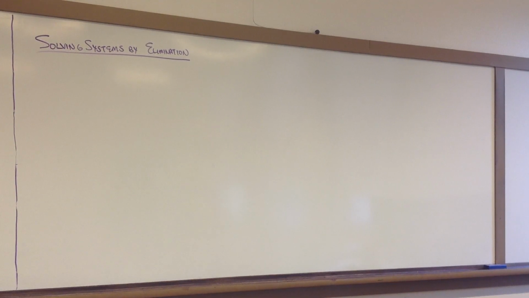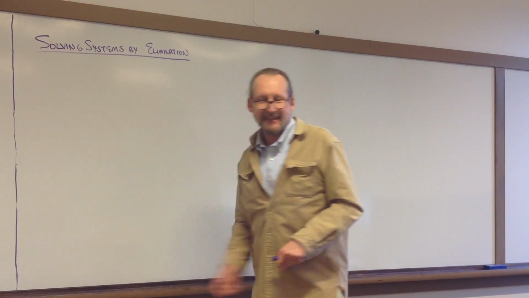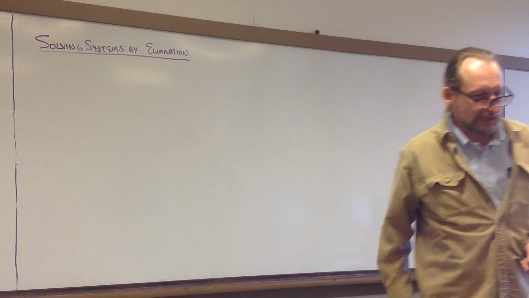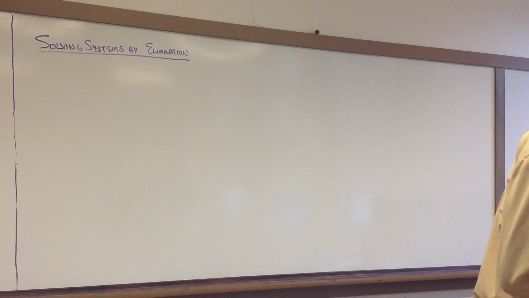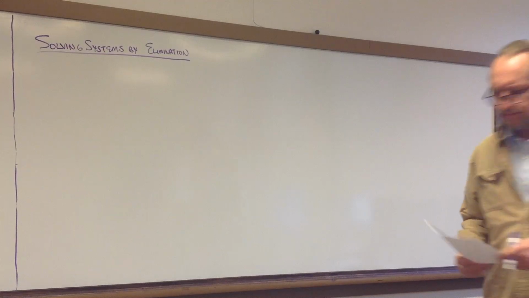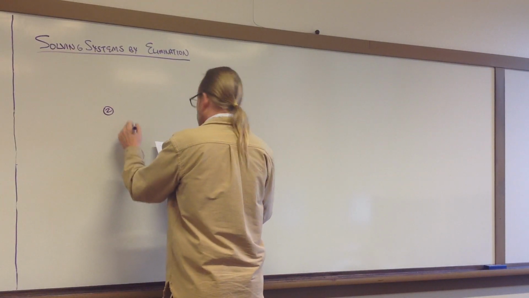So this video is for Math 70, and this is the third in the series on solving systems of equations. This is the third method we're going to look at, elimination of variables. So let's take a look at problem 2.